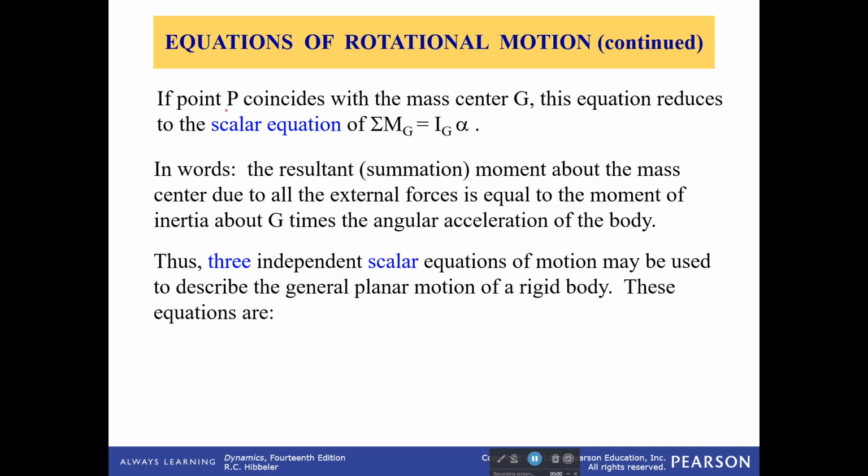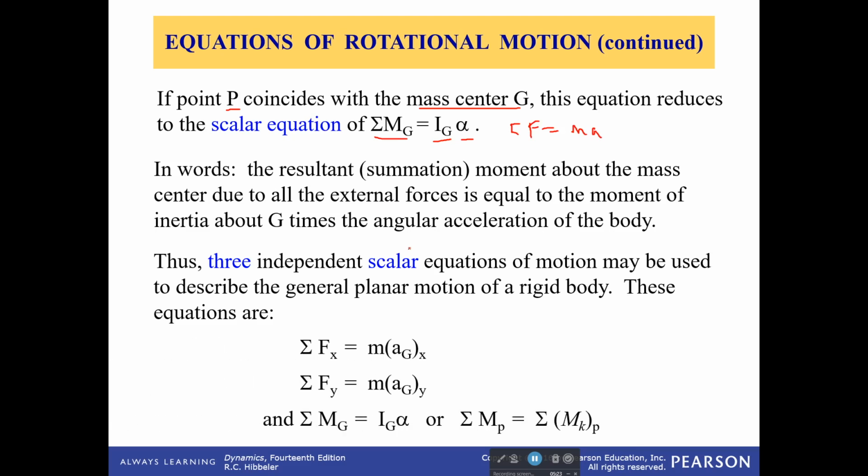Now, if that point P that we work at coincides with our mass center G, then it makes it really, really simple. And we have a simple equation where the sum of moments around our center of gravity is equal to the mass moment of inertia times the angular acceleration, which is very, very similar to our sum of the forces being equal to mass times acceleration. So what this gives us is three independent scalar equations for a rigid body.